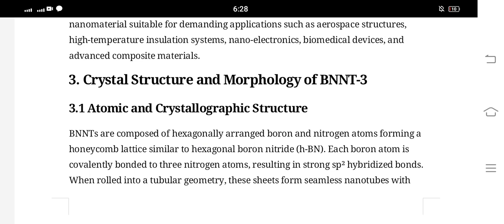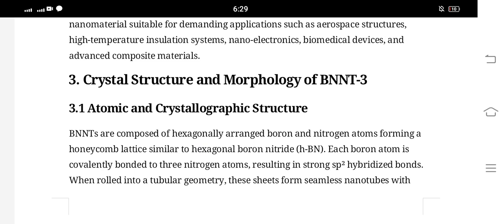Let us now discuss the crystal structure of boron nitride nanotubes. Boron nitride nanotubes are derived from hexagonal boron nitride, where boron and nitrogen atoms are arranged in a honeycomb lattice similar to graphene. Each boron atom is covalently bonded to three nitrogen atoms through strong sp2 hybridized bonds. However, due to the difference in electronegativity between boron and nitrogen, the boron-nitrogen bond has polarity and a partially ionic character.